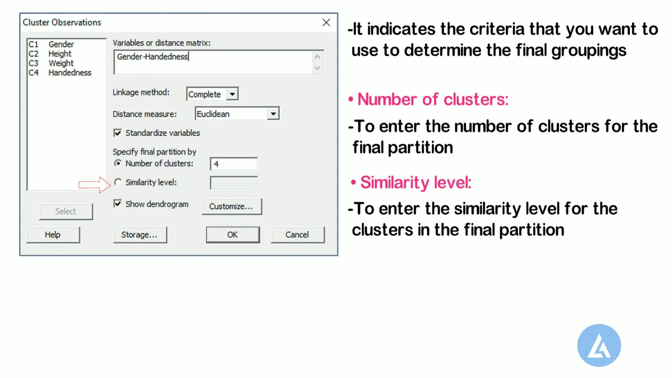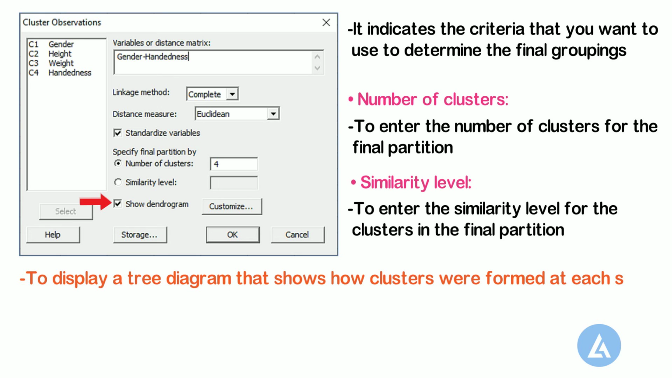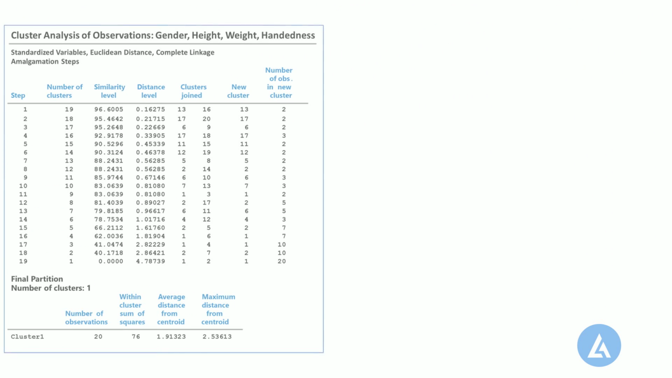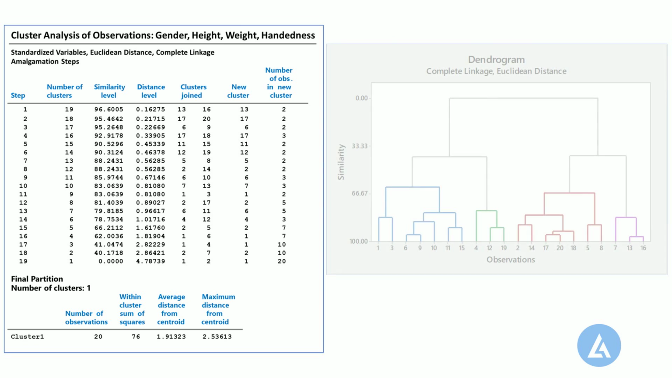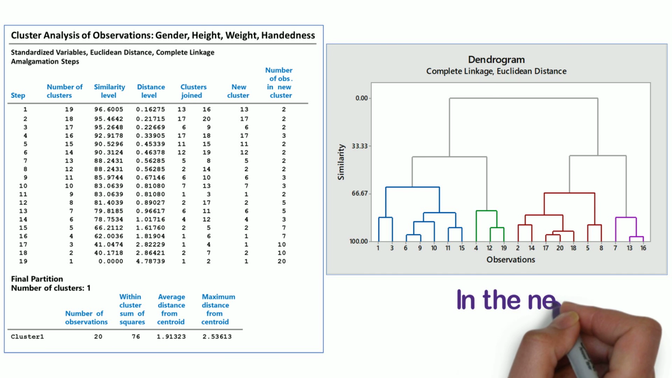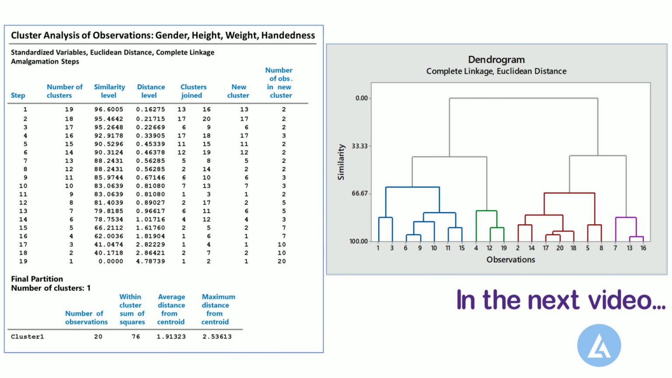8. Select to show dendrogram. Select this option to display a tree diagram that shows how clusters were formed at each step in the amalgamation procedure. The dendrogram allows you to view the similarity or distance values for the clusters at each step. And 9. Click OK in each dialog box to get the results. We will get the results of an analysis in the session window and graph window. Due to time constraint, we will see the detailed interpretation of these results in the next video.